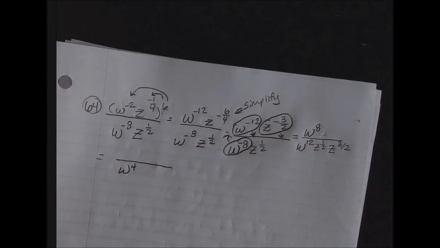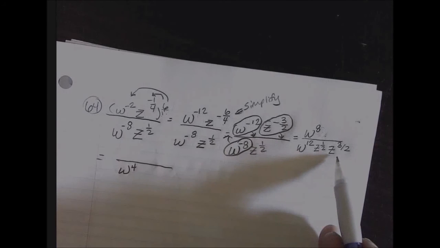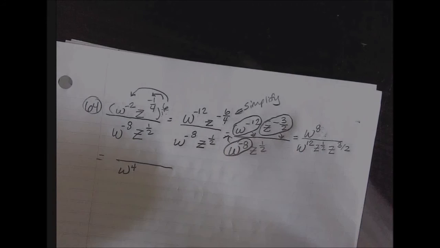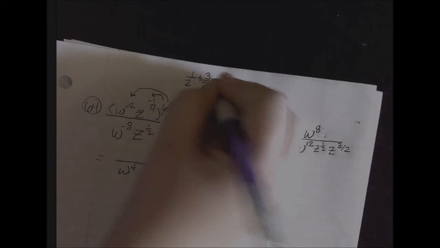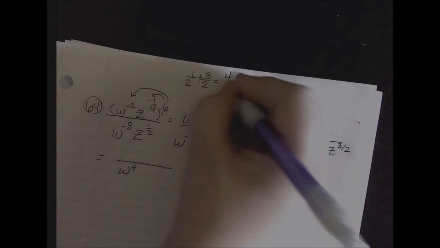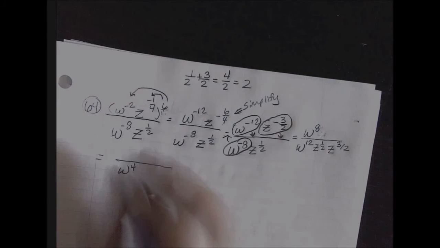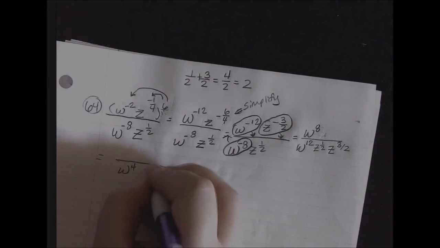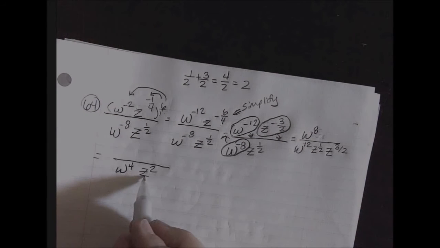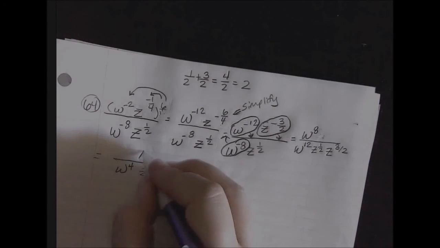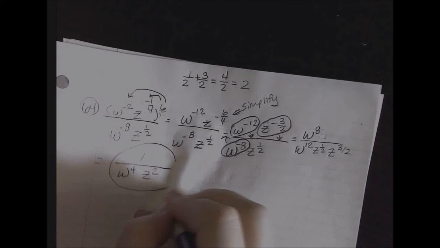And then over here, we're multiplying our z. So when you multiply your bases, you add your exponents. So 1/2 plus 3/2 gives me 4/2. And then that simplifies to be 2. So that gives me z squared because it was on the bottom, so we're going to keep it on the bottom. And remember, if there's nothing up top, then you do need to have that placeholder. So that is my final answer.